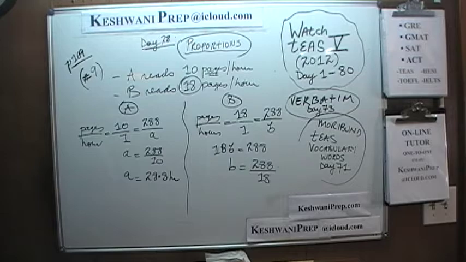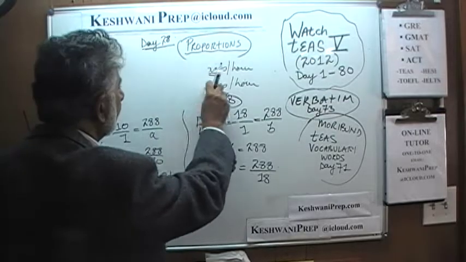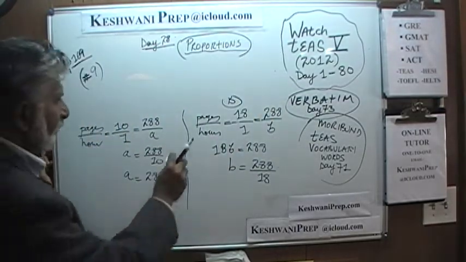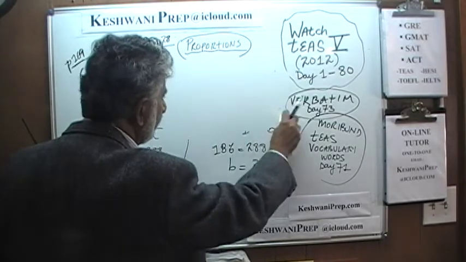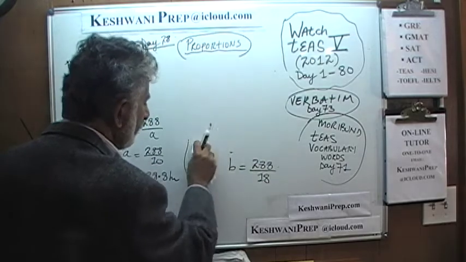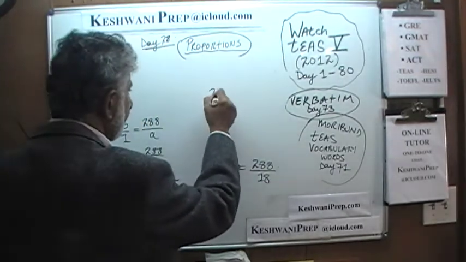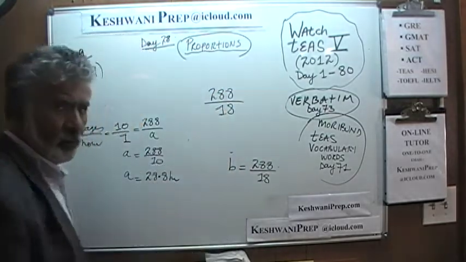We need to reduce this thing. We need to work on this thing. I'm not going to do it way at the bottom here. Let's do it in the top here. And we don't need any of this here. Let's just do it on the top so we have more room. What we are working on is this guy. 288 divided by 18. I'm just going to reduce it, okay?